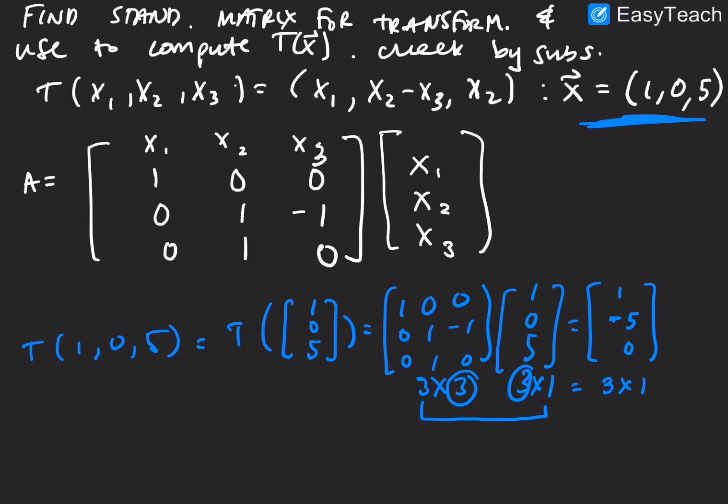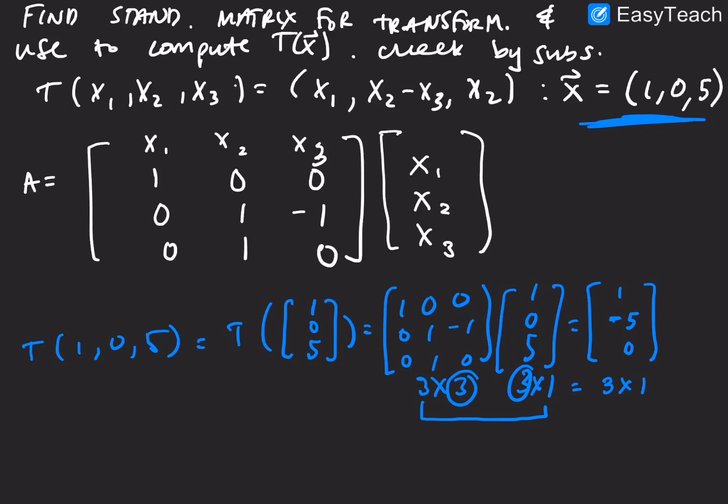I'm sorry, this was not the checking part. This was actually doing the part. So what we did was we found the standard matrix, and then we used this x that they gave us to compute it. And so we did. We got 1, -5, and 0. And by checking, we can directly substitute this x into the T here.